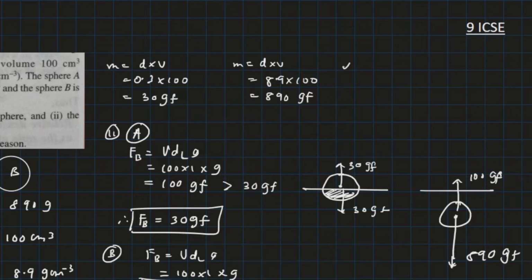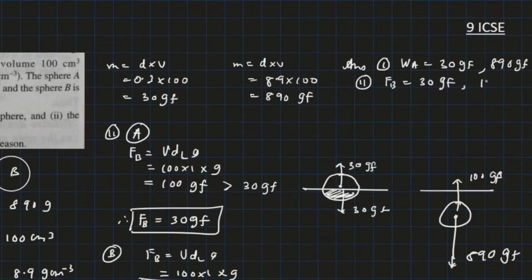Just listing down the answers: the first answer, weight in air is 30 gram force and 890 gram force. The second is the upthrust is 30 gram force and 100 gram force. And the third part, A will float. You can write A will float partially submerged inside, and B will sink. That's the complete solution. Let's move to the next question.